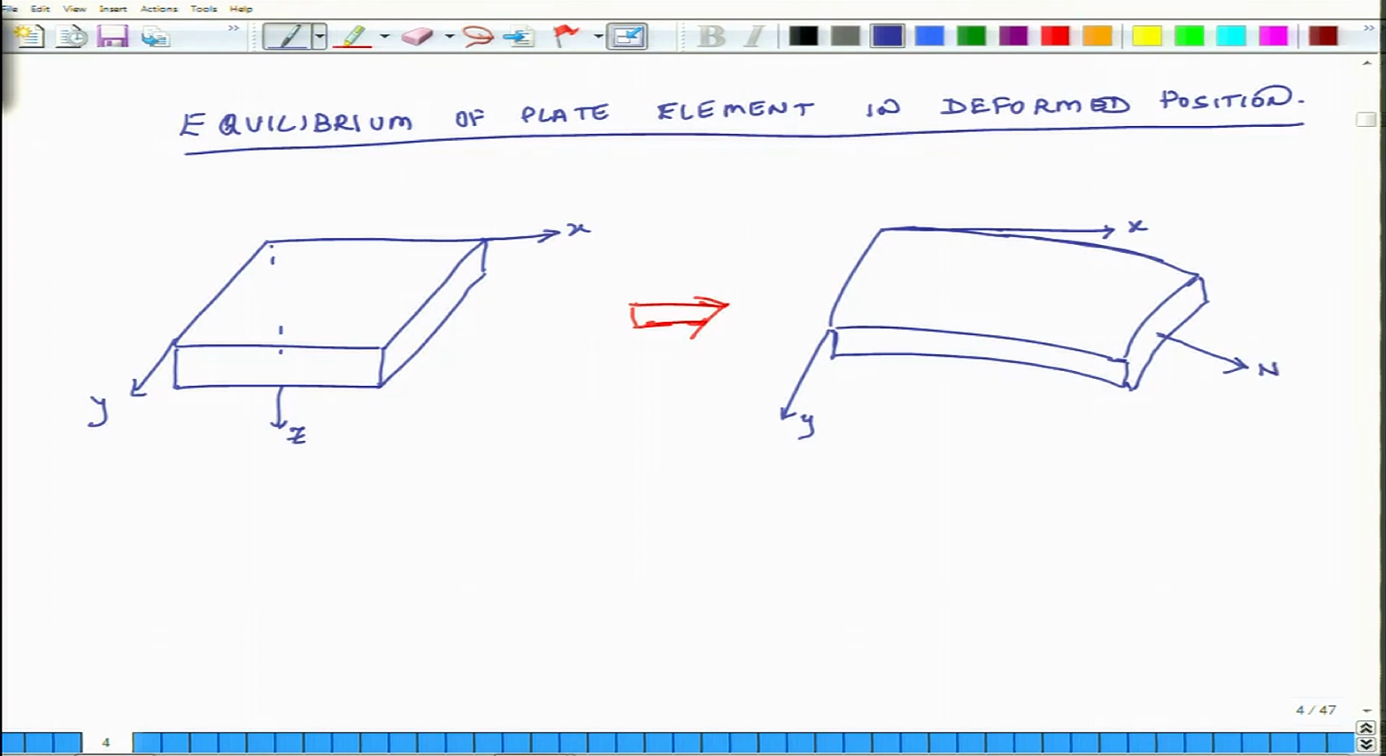this is nx. So, we will just look at one term. So, it is nx here, and what is the value of nx on the other side? It is nx plus. So, if the overall length of the plate element is delta x and this is delta y, then it is nx plus del nx over del x times delta x.